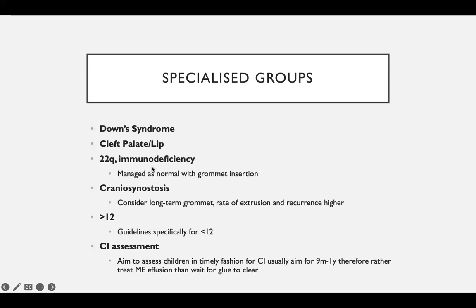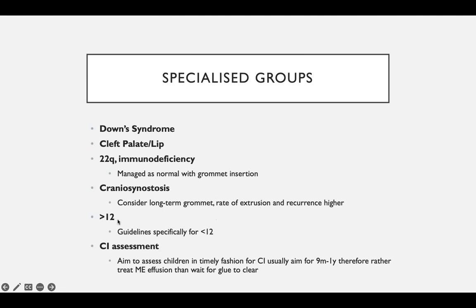So anyone with immunodeficiency, we actually manage as per normal with grommet insertion at the appropriate time. Any craniofacial abnormalities, so here we might want to consider a long-term grommet because the rate of extrusion of conventional grommets and the rate of recurrence has been said to be higher.